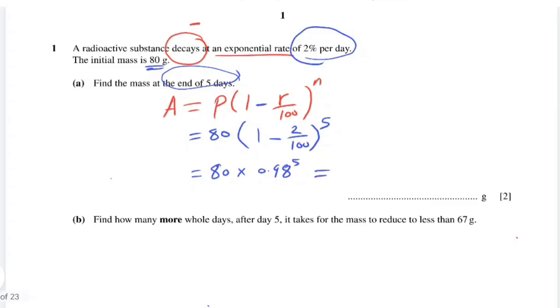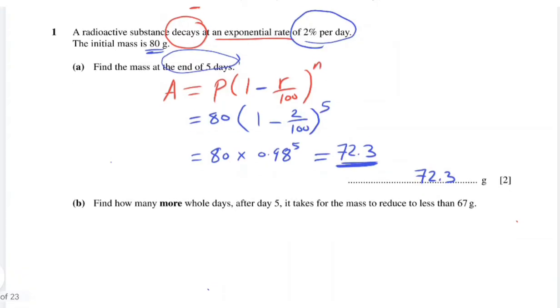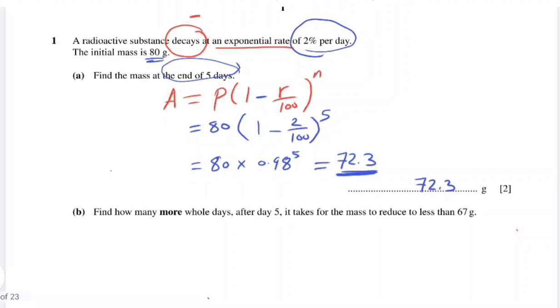If you put this in the calculator, the answer should be 72.3. So write your answer in 3 significant figures. Don't forget this. So the answer is 72.3 grams. The next part is asking to find how many more whole days after day 5, so how many extra days it will take for the mass to reduce to less than 67. Again, we are talking about radioactive decay.